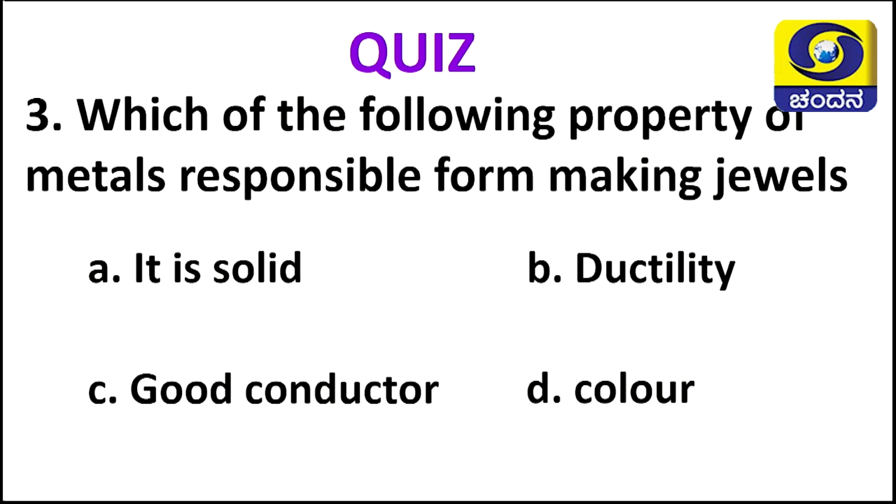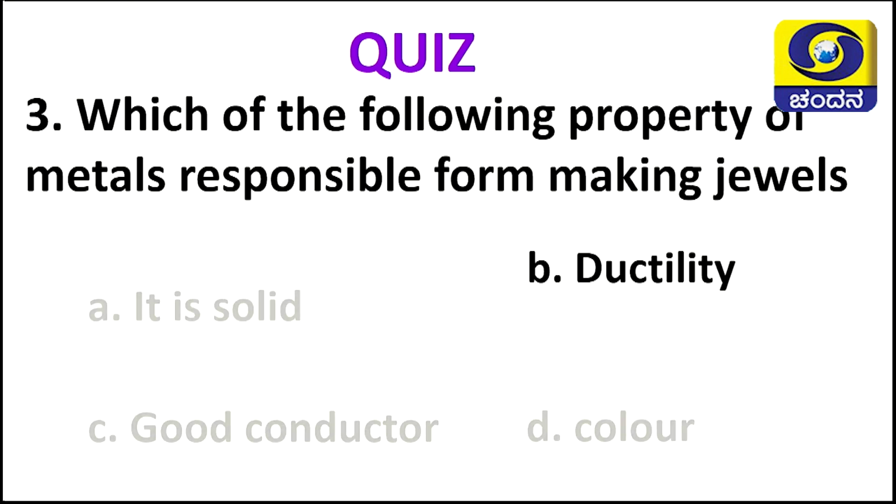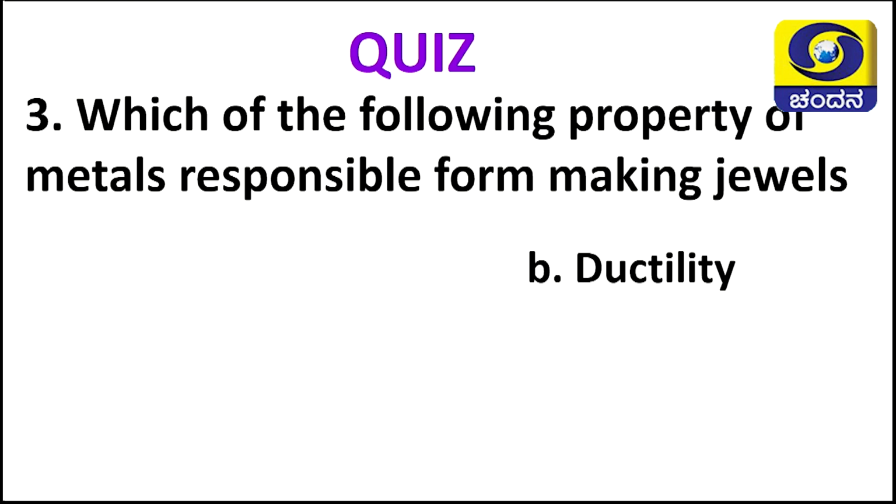Next question. Which of the following properties of metals is responsible for making jewels? It is a solid, ductility, good conductor, color. So which property? You know the meaning of that also. That is ductility. Ductility means the metals can be drawn into thin wires.